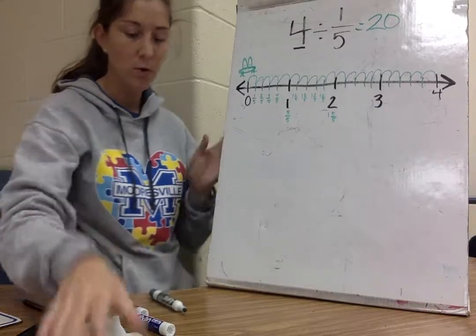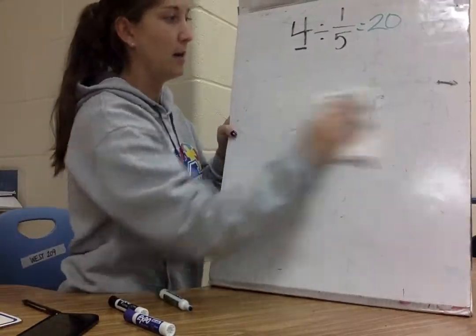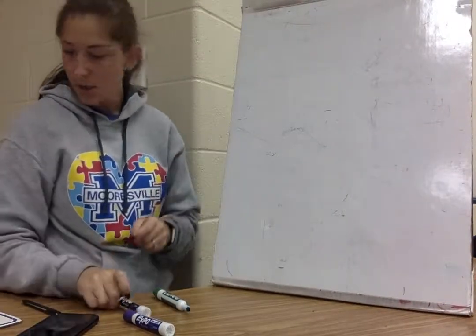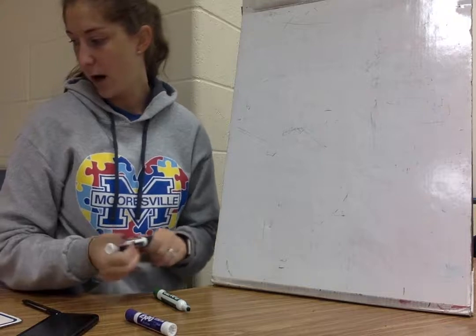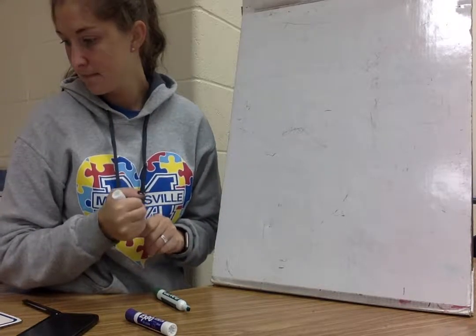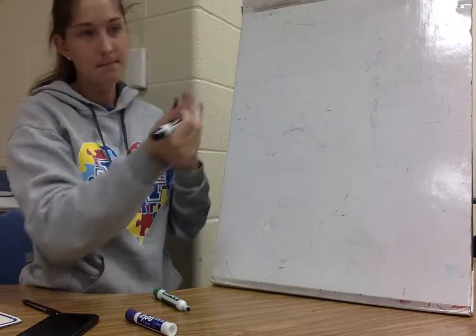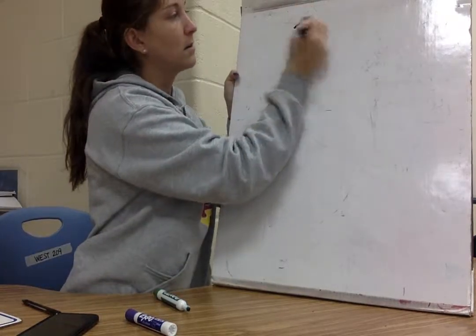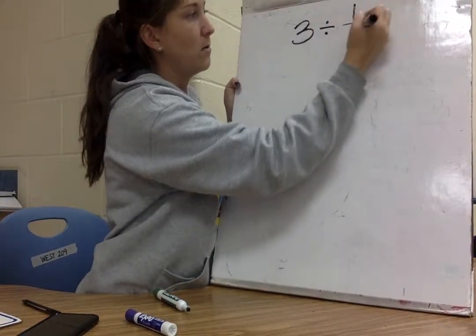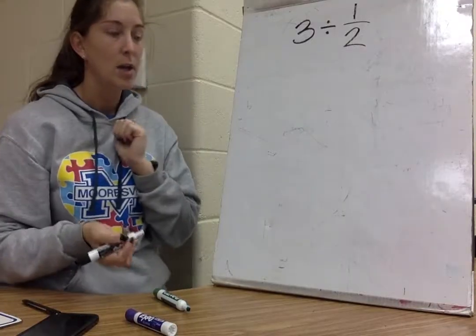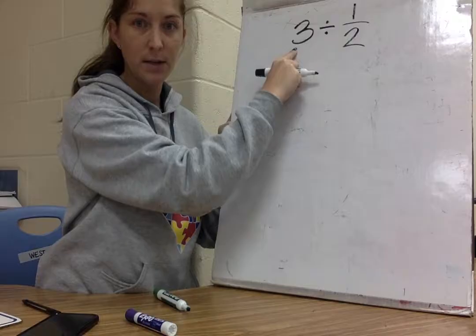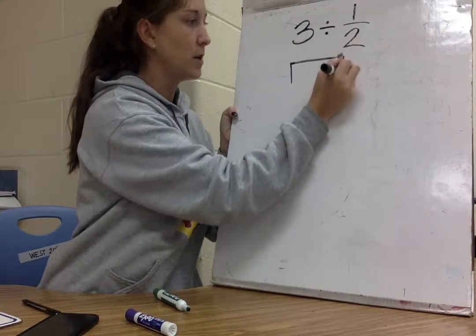Okay, let's try one more problem like that, and I'll do an area model and a number line model. So let's use the problem 3 divided by 1/2. For my area model, I'm going to need 3 rectangles. So I'm going to go ahead and draw those here.